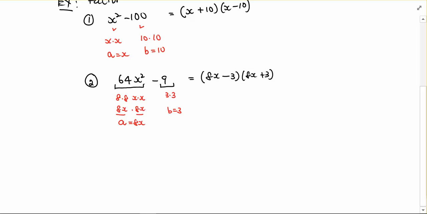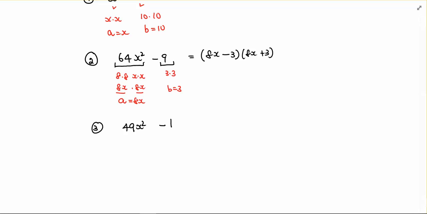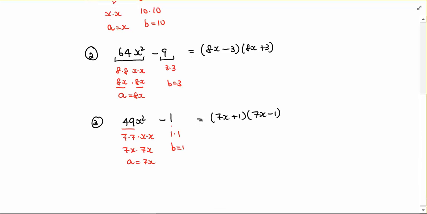Let's take a look at another one. Let's say we had 49x squared minus 1. Again, let's see if this is a perfect square. 49 is 7 times 7, x squared is x times x, and 1 is 1 times 1. So this is 7x times 7x, a perfect square, and so a is 7x and b is 1. So we have (7x plus 1)(7x minus 1), and there we factored it.